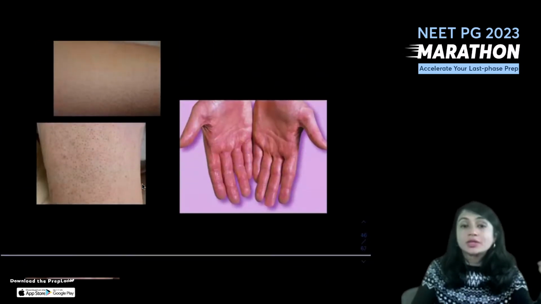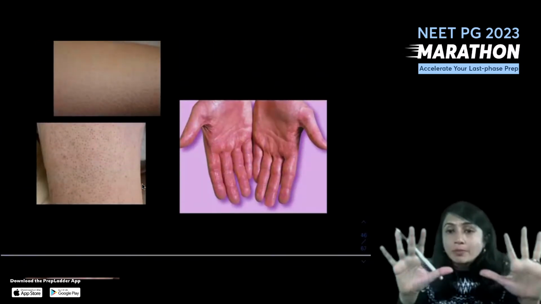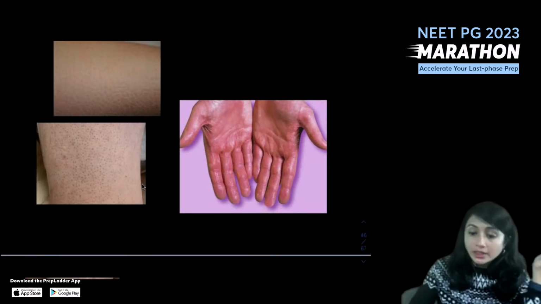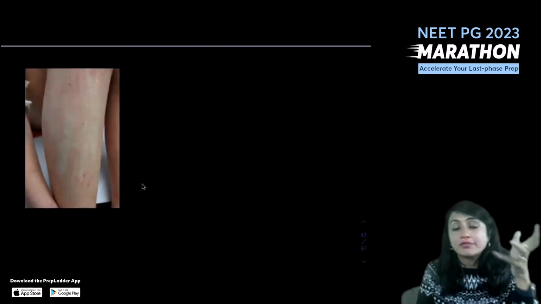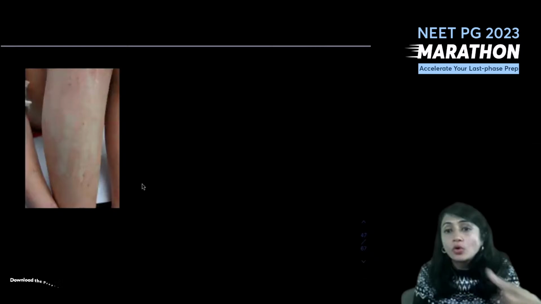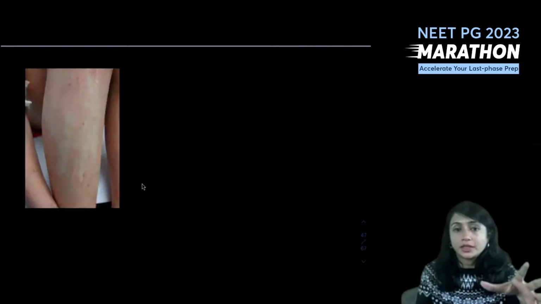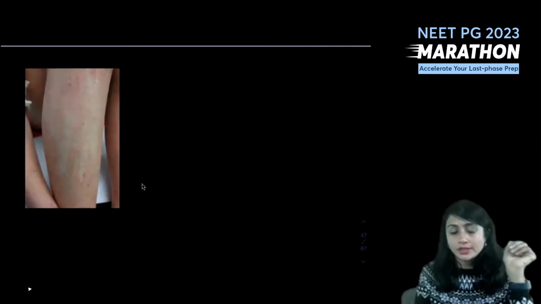Other signs that you may see: keratosis pilaris, palmoplantar hyperlinearity, ichthyosis, and something which we call white dermographism. These are all minor features of atopic dermatitis, and you can be given any of these.